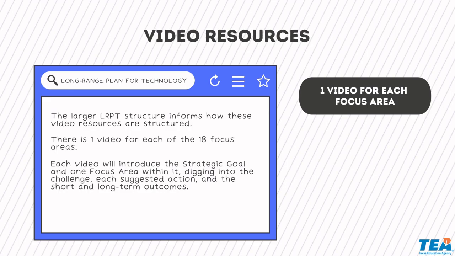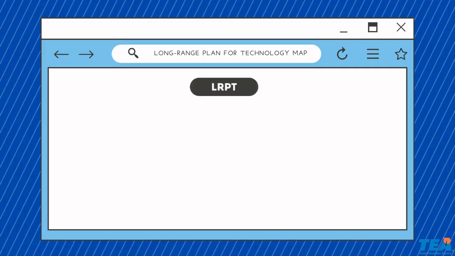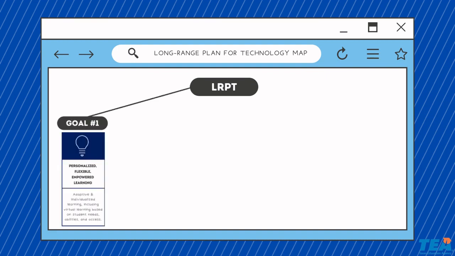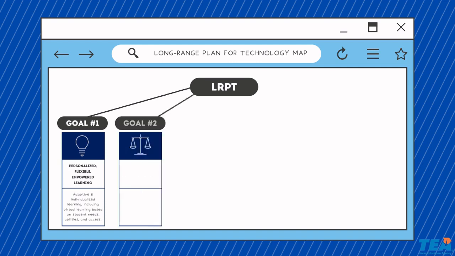Now, let's look at the LRPT structure as a whole. Remember, the LRPT is first broken down into 6 strategic goals, incorporating statewide trends in technology. Goal number 1, personalized, flexible, empowered learning. Goal number 2, equitable access.